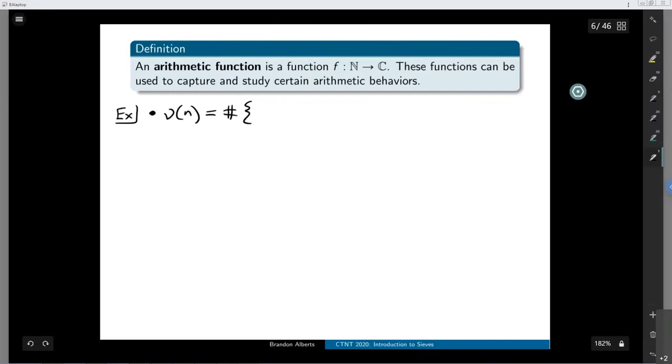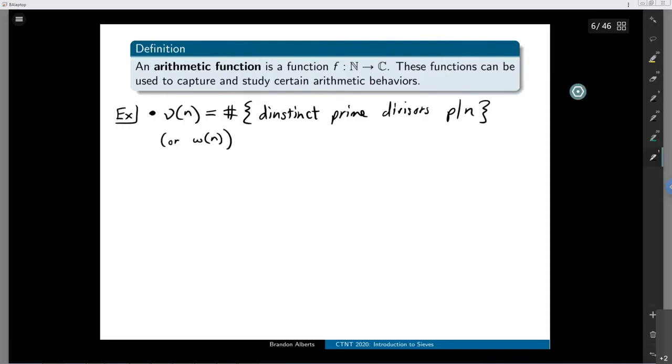So let's say we have a function that tells you for any integer n, it's equal to the number of distinct prime divisors which divide n. That's an arithmetic function. It takes in an integer and it spits out some other integer, and integers are complex numbers. Now, depending on your background, you may have also seen this function denoted with an omega instead of a nu.